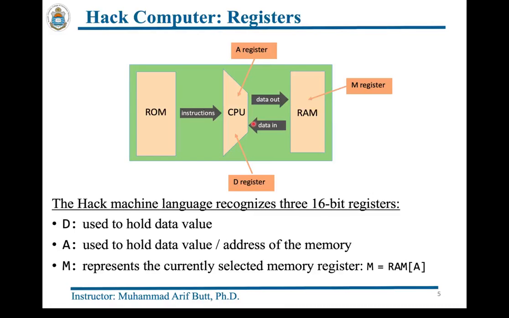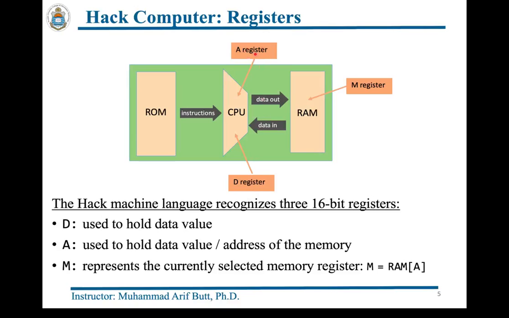And before we go on to talk about the machine language, let me say a few words about some more hardware artifacts that we have to be aware of. Well, this Hack computer has three registers. First of all, there is a D register, D for data, which is used to temporarily hold a 16-bit data value.